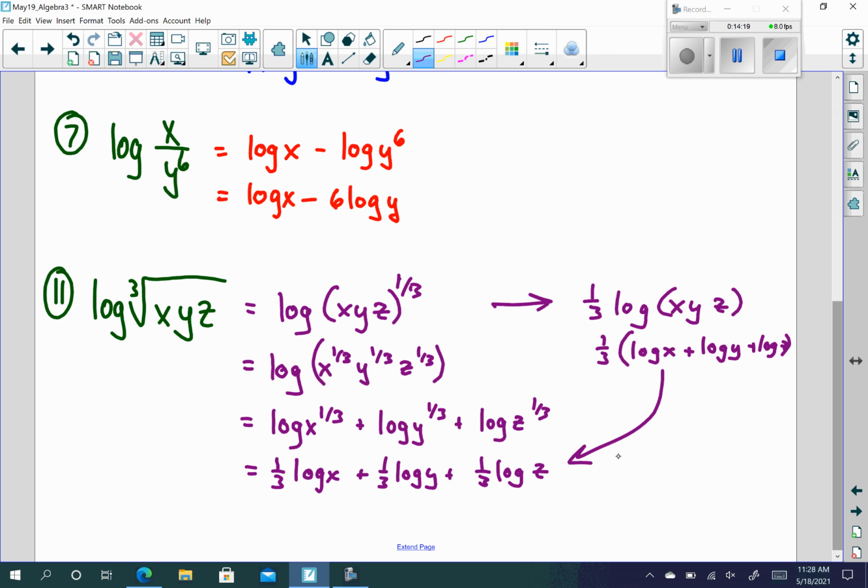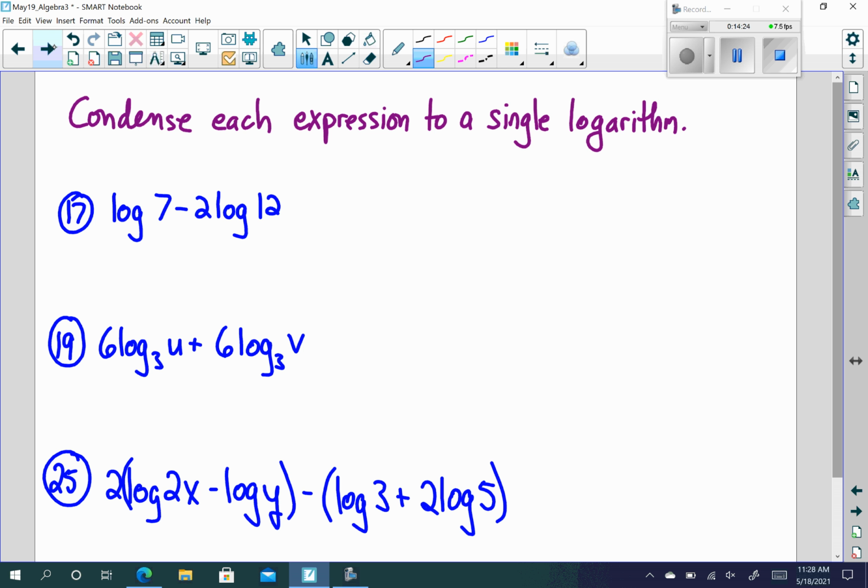All right, so now on the back, we want to condense each expression to a single logarithm. So we're just doing the reverse process here. So I'm going to copy down number 17. So what I first notice here is I'm subtracting. So I'm going to write a single logarithm, and subtraction means a fraction. What's going to go in the numerator? Anything that has a positive sign in front of it, so the 7.